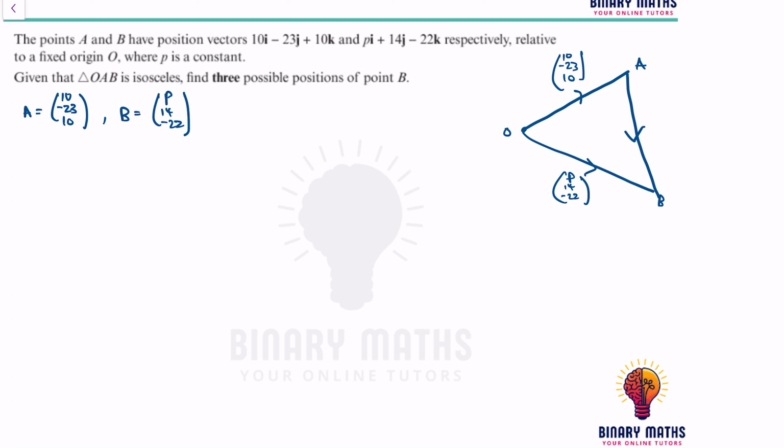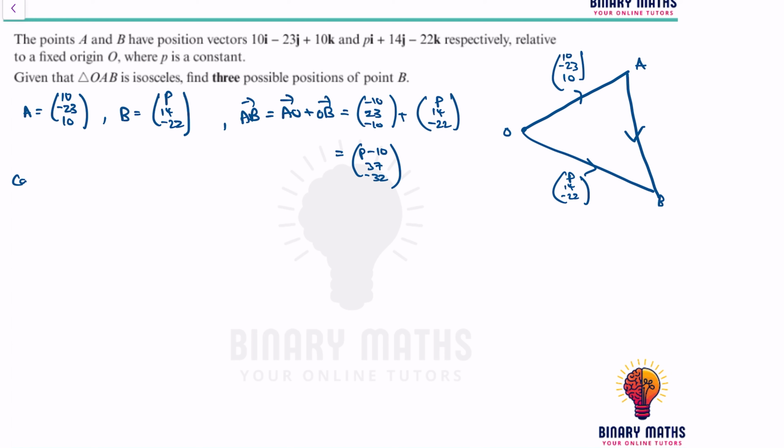Before we do anything, let's work out what A to B will be. A to B will be equal to A to O plus O to B, which is equal to (-10, 23, -10) plus (p, 14, -22). So we end up with (p - 10, 37, -32). Okay, so we have three situations.